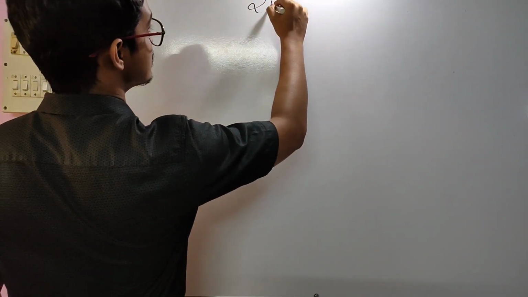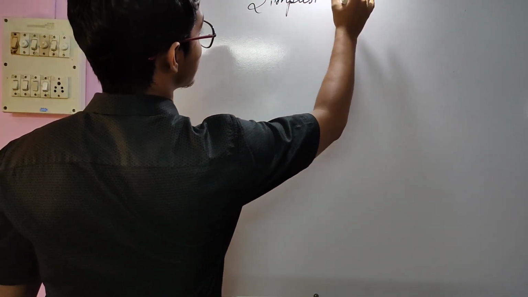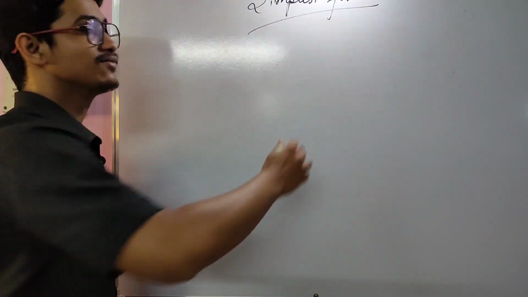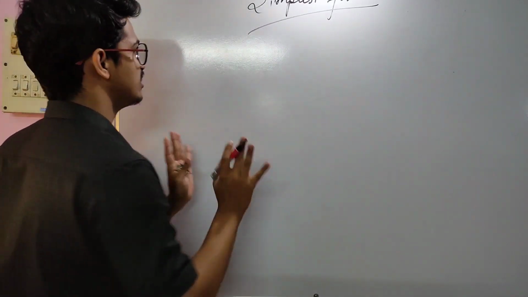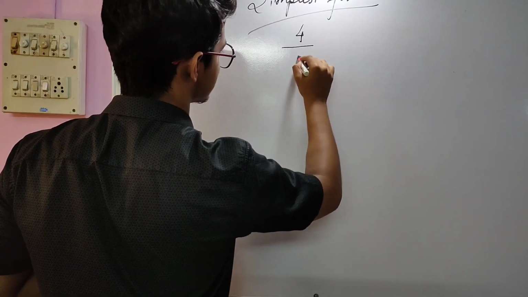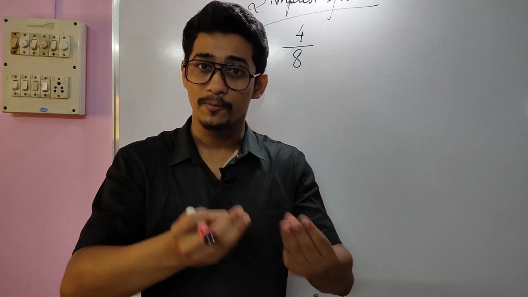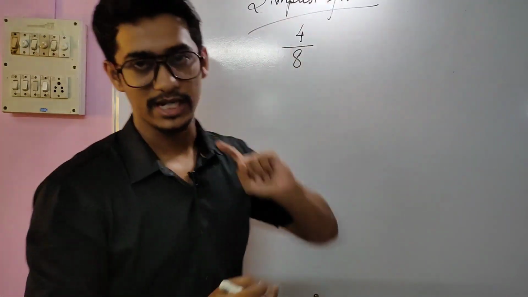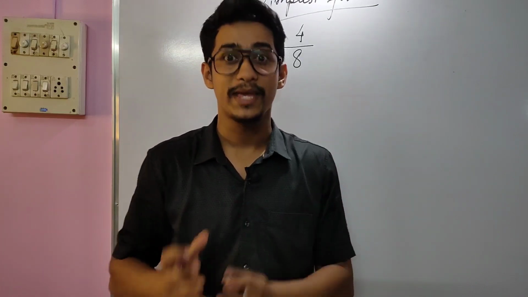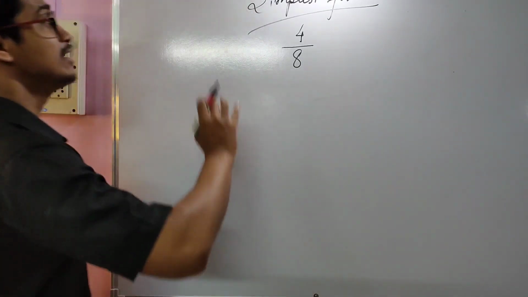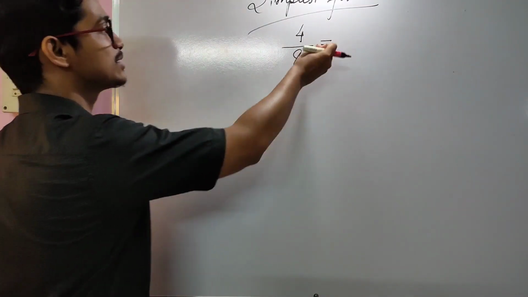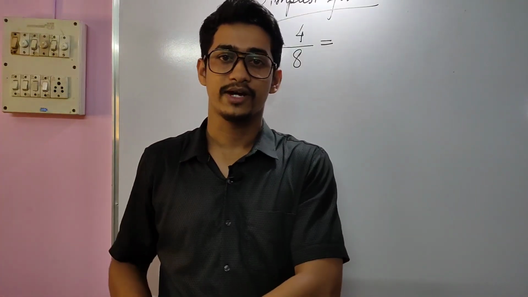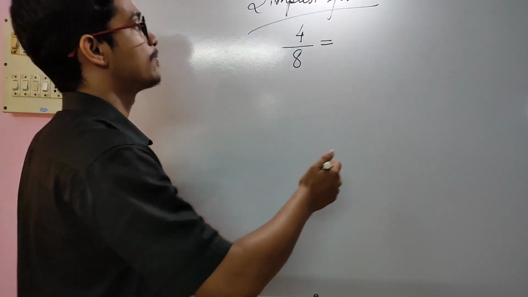Now the next topic is simplest form. Simplest form is nothing but conversion of an equivalent fraction into its original form. Let's say 4 by 8 is there, and we have to make this fraction into the simplest form. So how do we make it? That is the question. First we have to find out the common factors between 4 and 8. For common factors, what we have to do? We have to do the prime factorization.